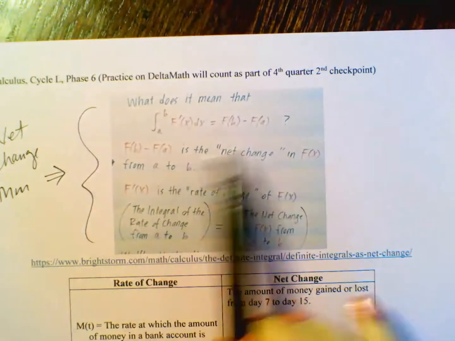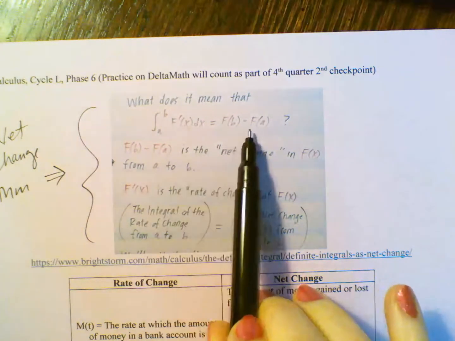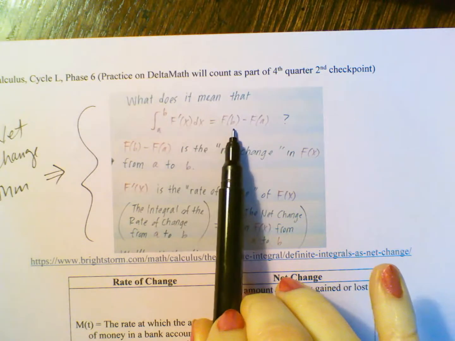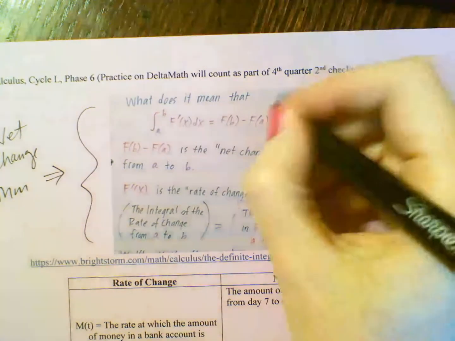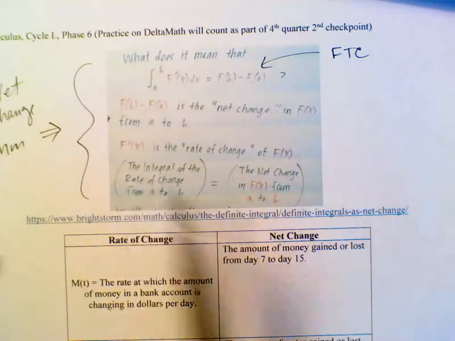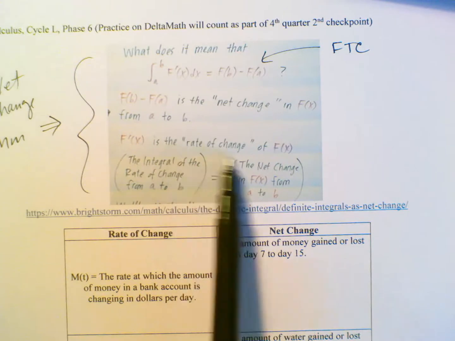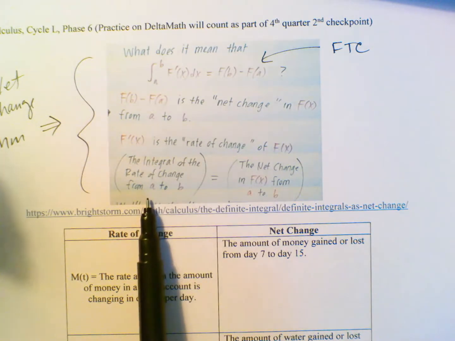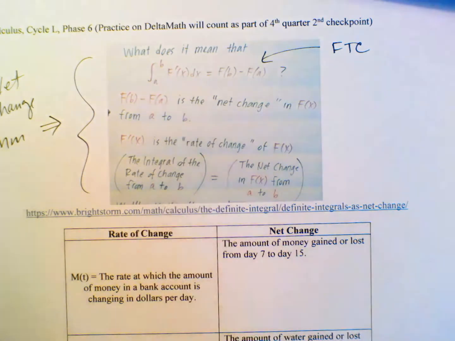And guys, if we knew the rate of change of f and we put it in an integral, that'd be the same as doing f of b minus f of a, because that's the fundamental theorem of calculus. So basically, if we know that f prime of x is the rate of change of f, then the integral of the rate of change from a to b is equal to the net change of f of x from a to b.